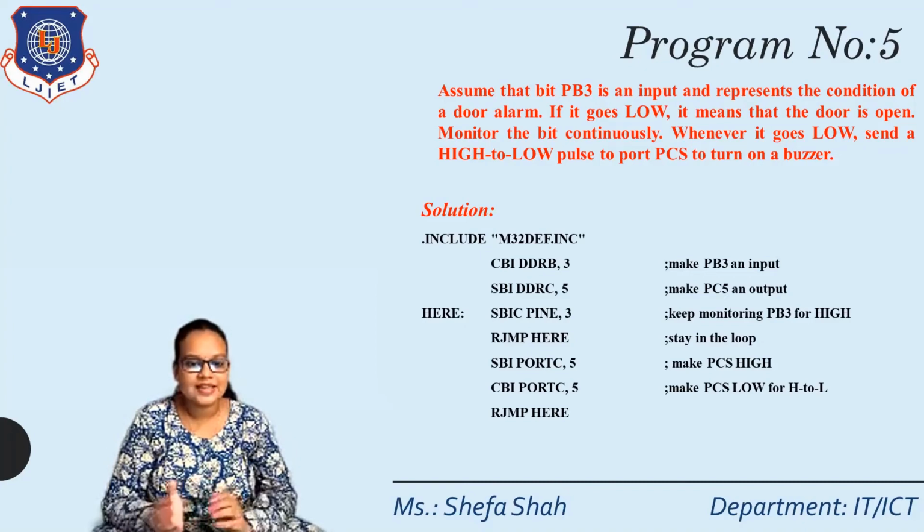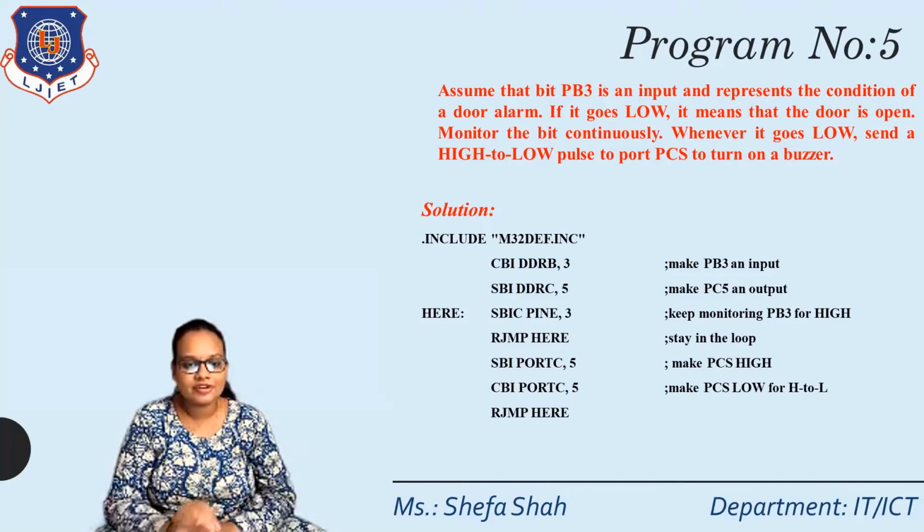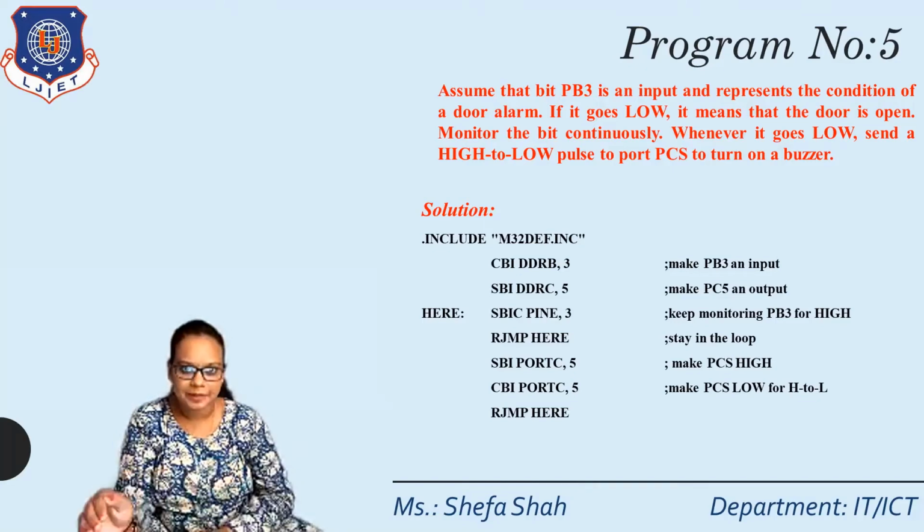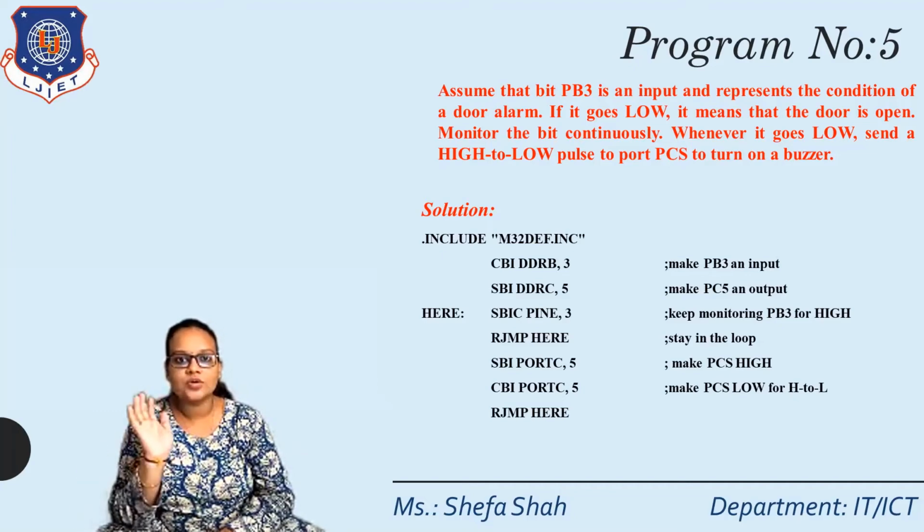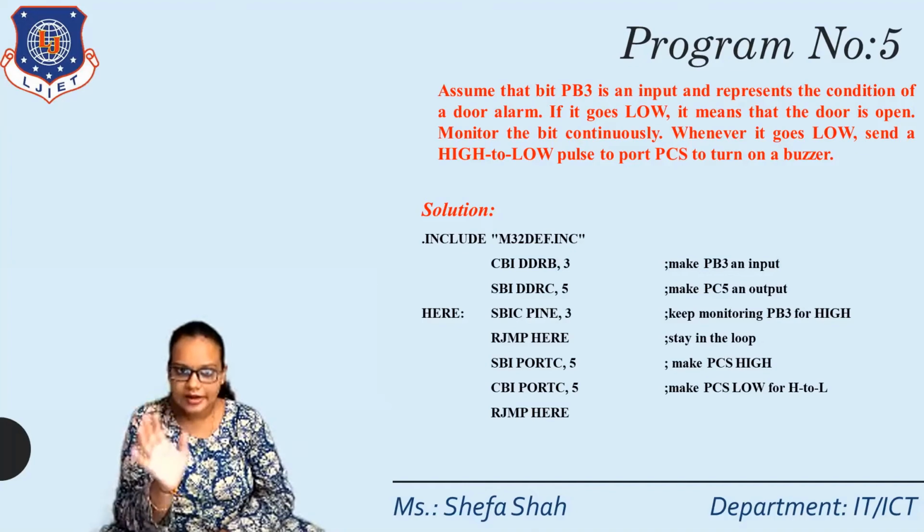So we will use SBIC PINB, 3. In this, we will see whether the third bit is clear or not. If it is clear, then the rjump here instruction will be skipped. But if it is not 0, then it will be continuously monitored. Right? So let's say if it is 0, the rjump here will be skipped.